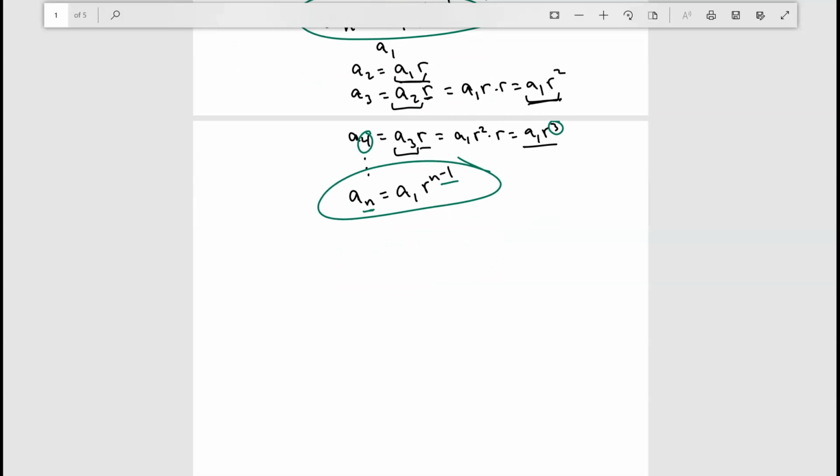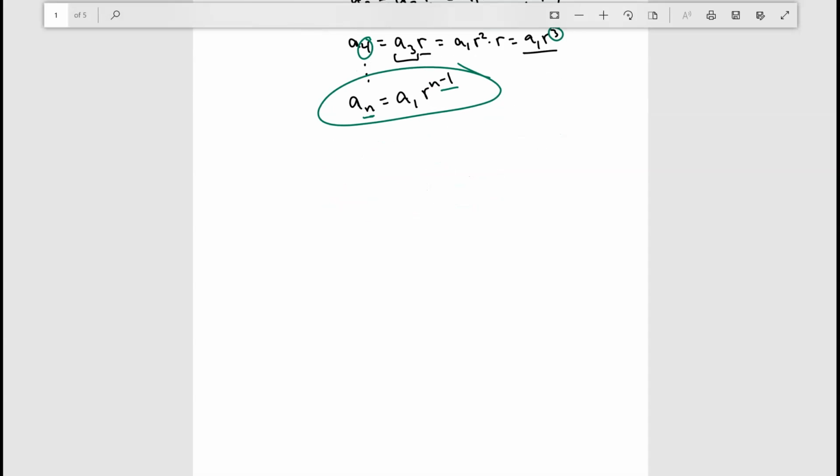Okay, so let's do some examples. Here, find the 12th term of the sequence.